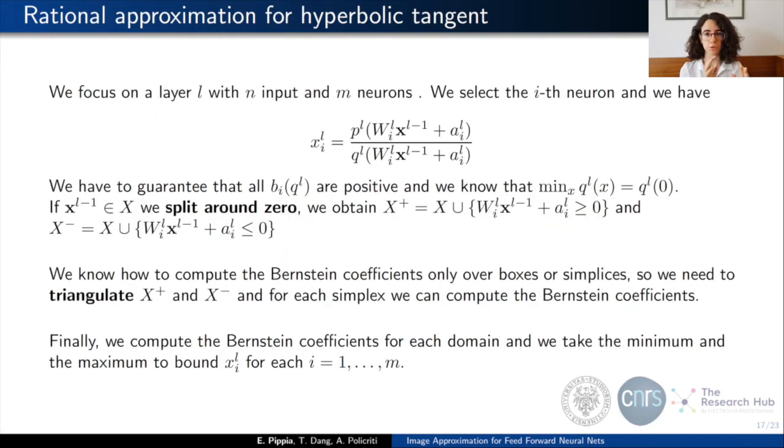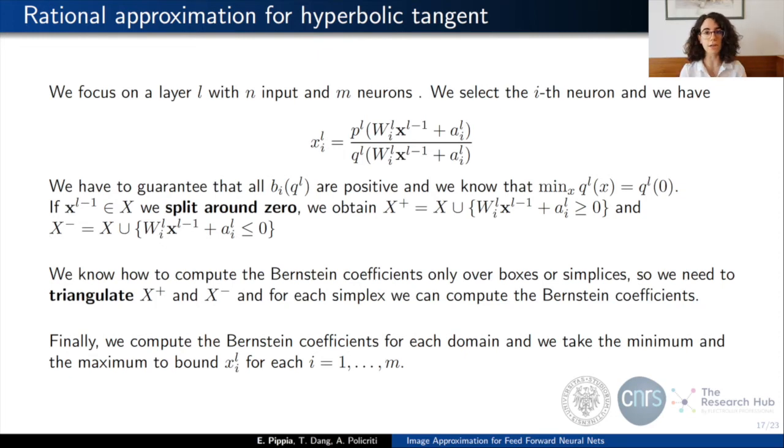So the algorithm should work like this. We focus on a layer L, and we want to bound the output of a neuron i. So we have our rational function. First of all, we split around 0, so we obtain two sets x plus and x minus. If these sets are not boxes, we need to triangulate, so splitting into simplices, because we are able to compute the Bernstein coefficients just with boxes and simplices. And then, finally, for each piece of the domain, we need to compute the Bernstein coefficients.